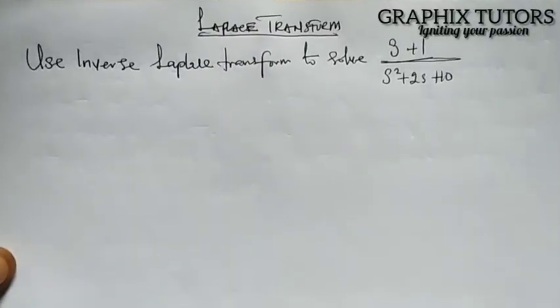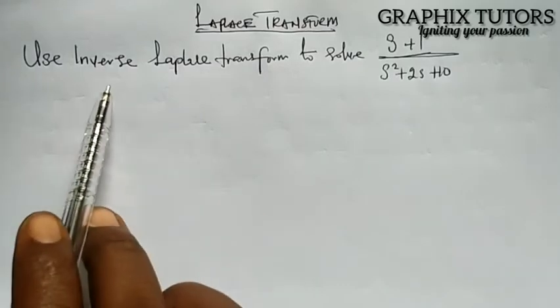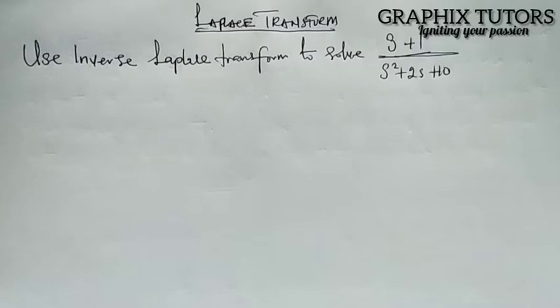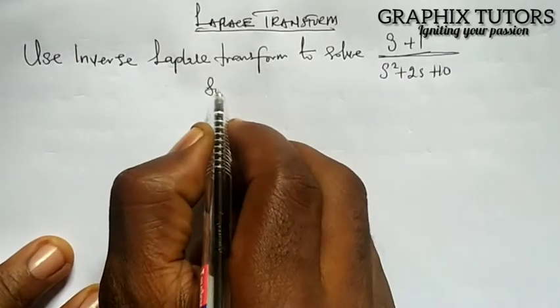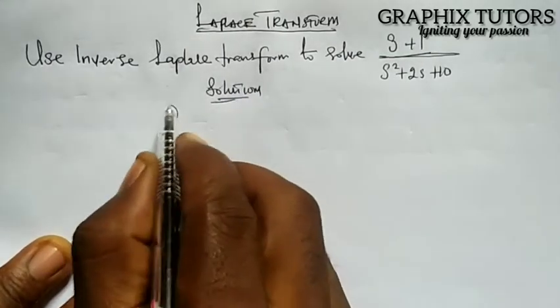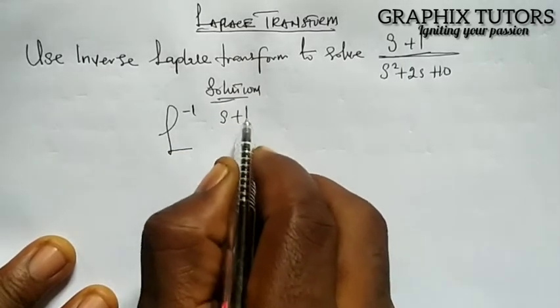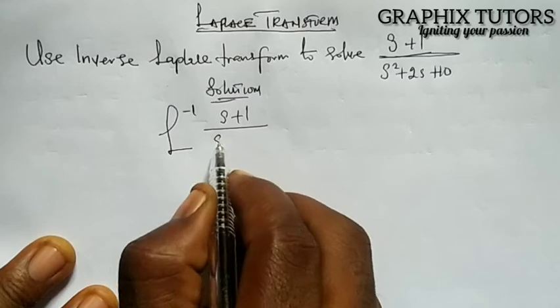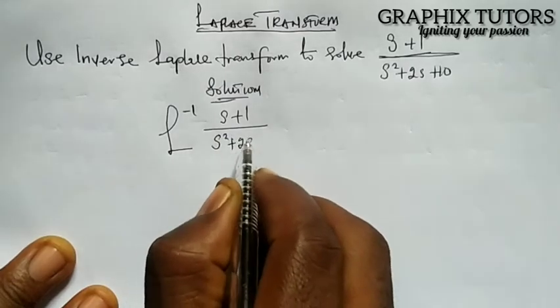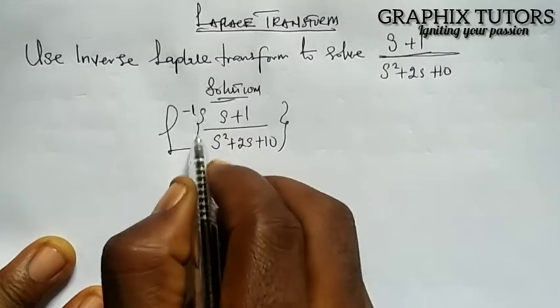My name is Graphics. Today we want to solve this problem in Laplace transform. Use the inverse Laplace transform to solve this. So what you do is, for the solution, you say we should solve this using the inverse Laplace transform of s plus 1 all over s squared plus 2s plus 10. Right? This is what we're having here.